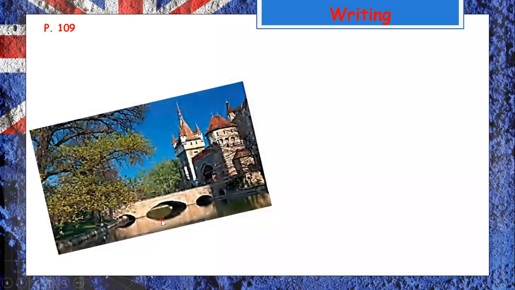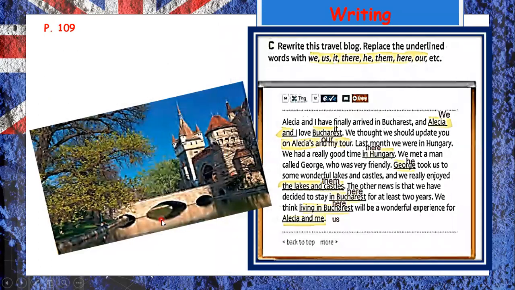In this case, we are going to study the writing part. In this case, they recommend you to write the travel blog and replace the underlined words like we, us, it, there, he, them, here, out, and more. In this case, we have a picture of a wonderful place and we have underlined the words that we are going to substitute. Alessia and I have finally arrived in Bucharest, and Alessia and I love Bucharest. We thought we should update you on Alessia's and my tour.